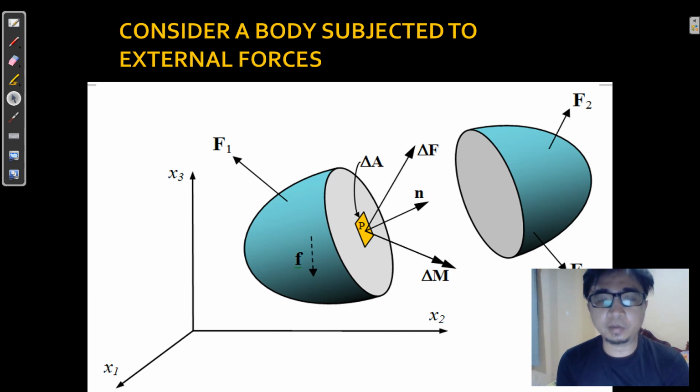But if we have a condition of equilibrium, the body will stay at rest. However, those external forces will have internal effects that will tend to deform the body itself. It may twist the body, it may stretch the body, or it may cut the body, or it may shorten the material.